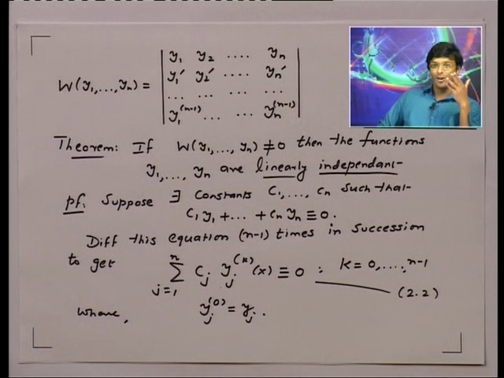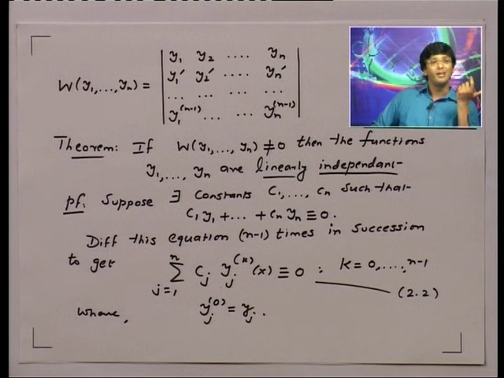So, let us go through the argument again. Suppose we want to show that, given that the Wronskian is not 0, the functions y1, y2, ..., yn are linearly independent. Assume there exist scalars C1, C2, ..., Cn such that C1 y1 + C2 y2 + ... + Cn yn is identically 0, the zero function. Then you differentiate this n minus 1 times and you produce n minus 1 new equations. So, all in all you have n equations.